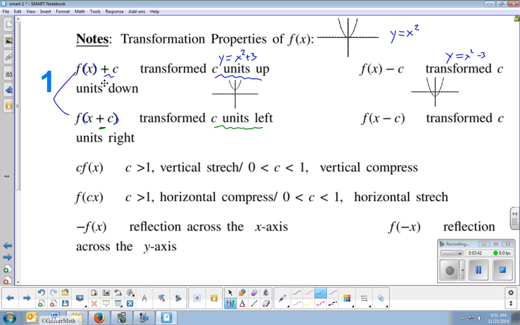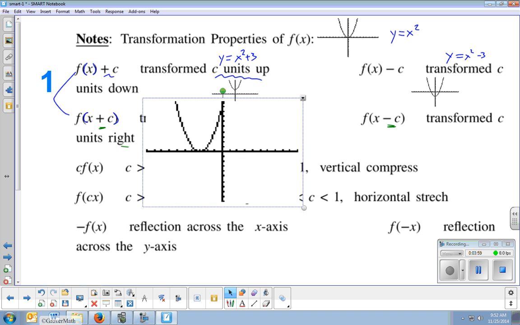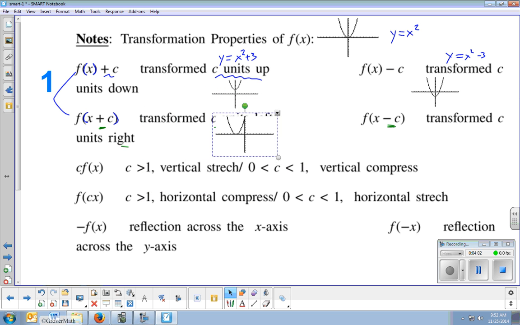And I think the left is probably a little bit of a surprise. The plus is up and the minus is down when it's outside, and I think that is what you would guess if you had to, and it makes sense. But inside the parentheses, it might be a little counterintuitive. Plus actually means left, and minus is the one that means right. And so when we have a plus inside our parentheses like this, we see that moved the graph 3 units to the left.